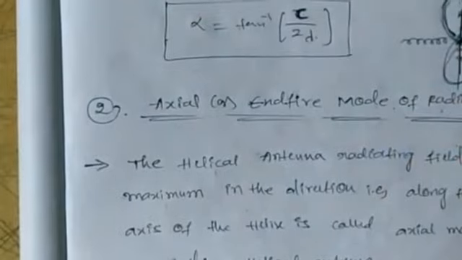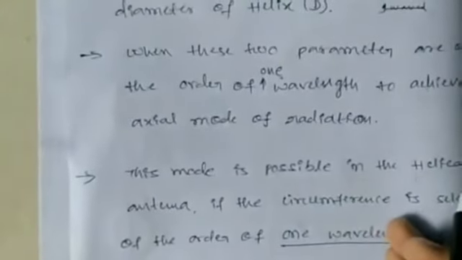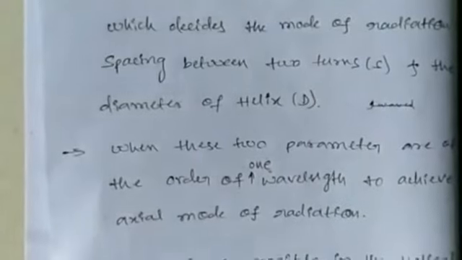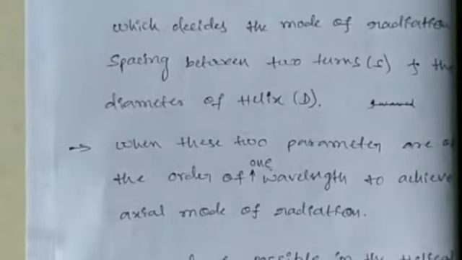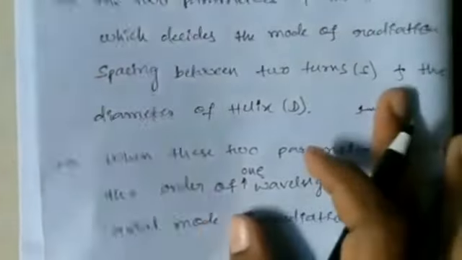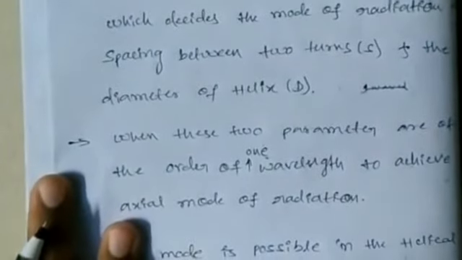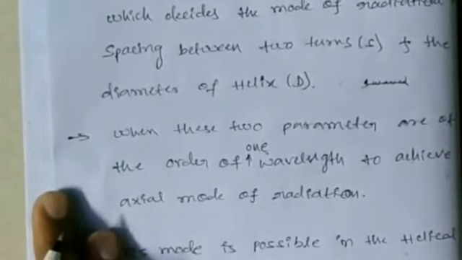Now how are we obtaining the end fire mode or axial mode of radiation? This mode of radiation also depends on two parameters: the spacing between the two turns, that is S, and the diameter of the helix, that is D. Depending on those parameters only, the axial mode of radiation can exist. Here we have to consider the spacing between the two turns and the diameter of the helix in terms of one wavelength. Then only can we achieve the axial mode of radiation.